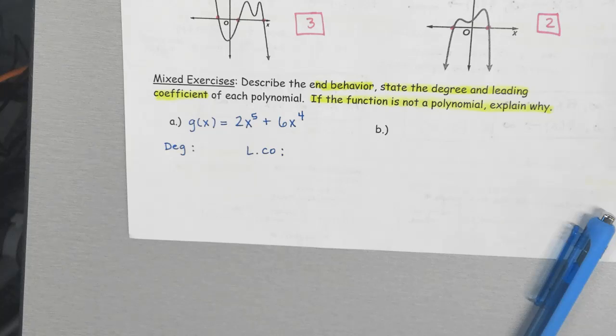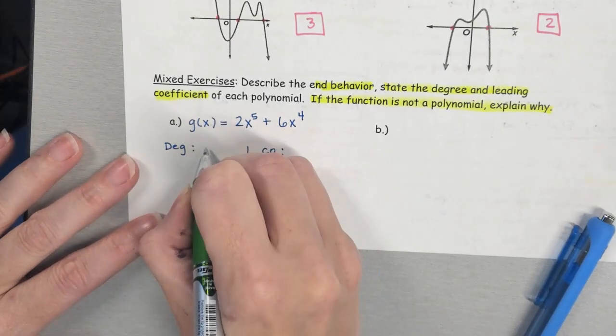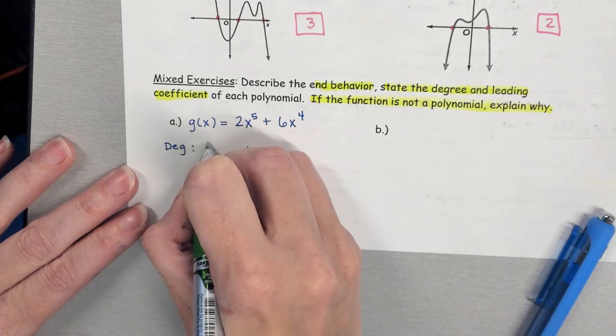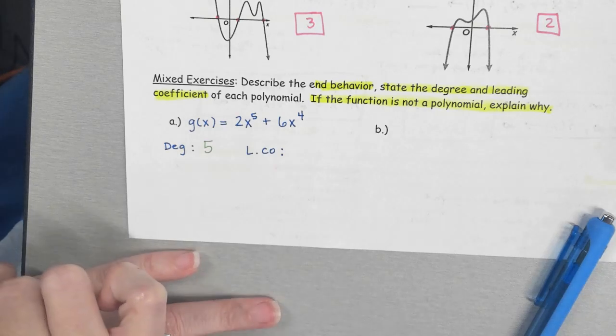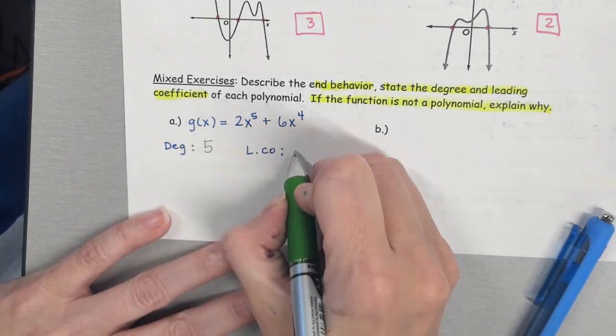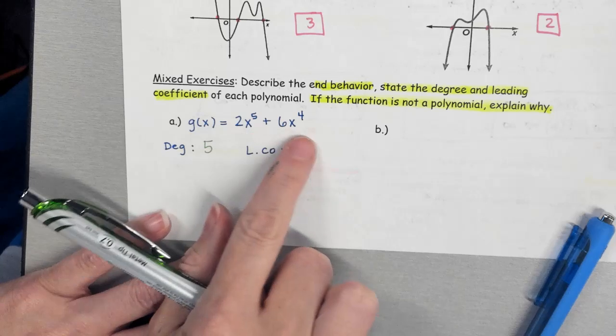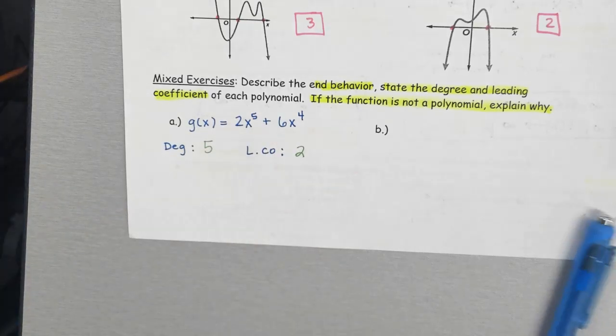Okay, so when you're finding the degree, who can remind us how we find it? Yeah, so you're going to find the greatest exponent. Okay, so the greatest exponent is what? What'd you guys get? 5. Yep, great. Okay, and then what's your leading coefficient? 2. And it's always what's in front of your greatest exponent. So this is in standard form, so that's great.